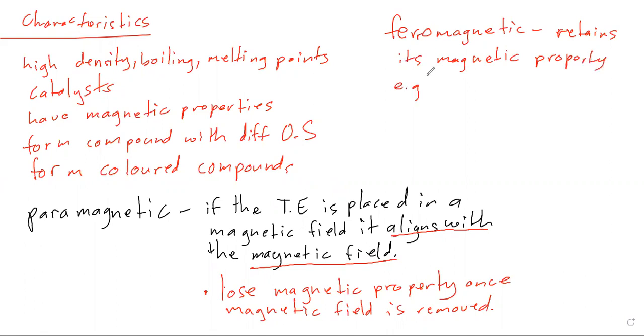Examples of this are iron, cobalt, and nickel. So just remember, paramagnetic just aligns itself with the field, and when you remove the field, it loses its magnetic property, whereas ferromagnetic retains it.